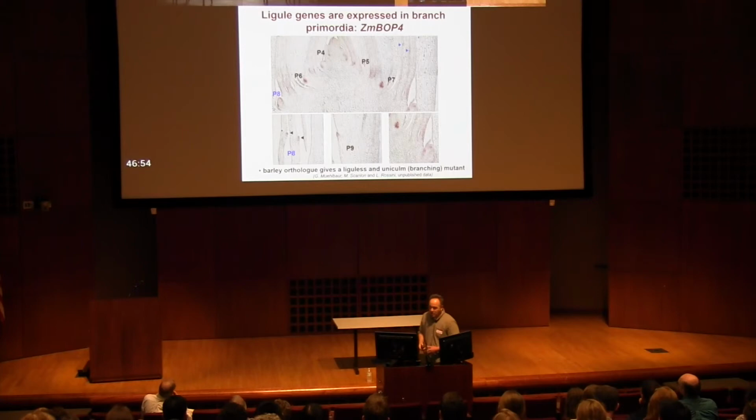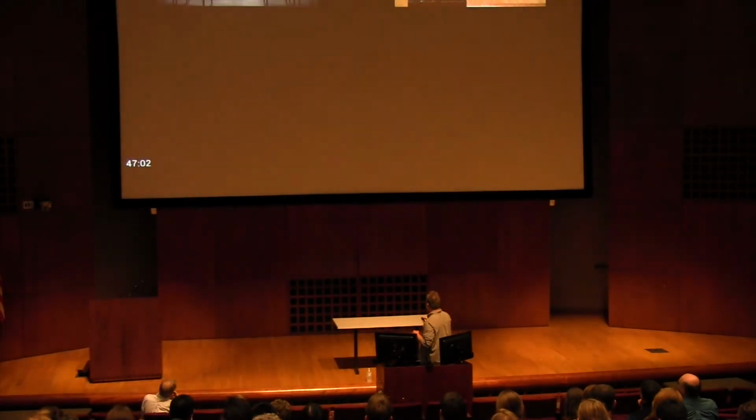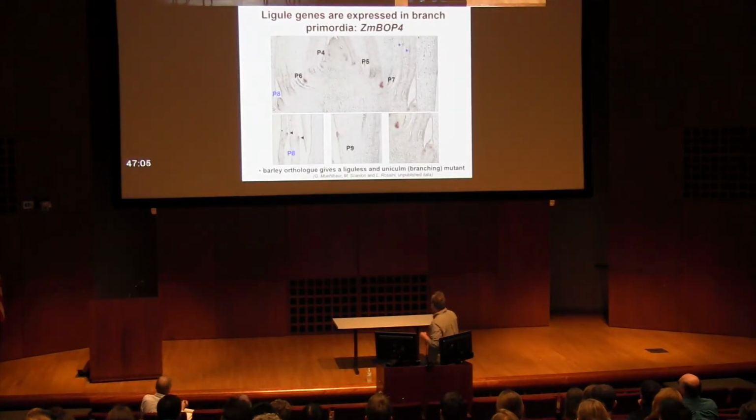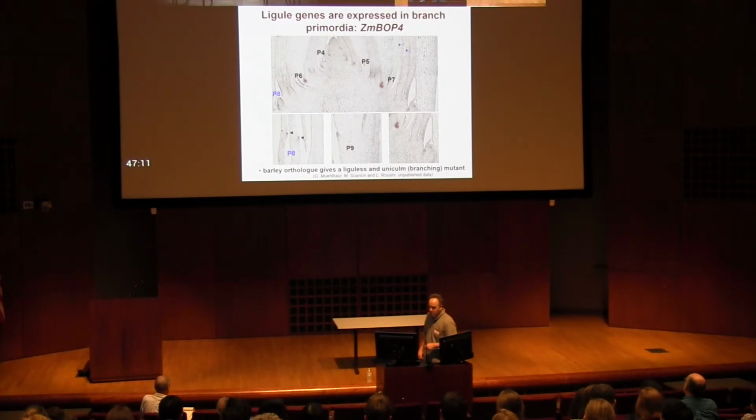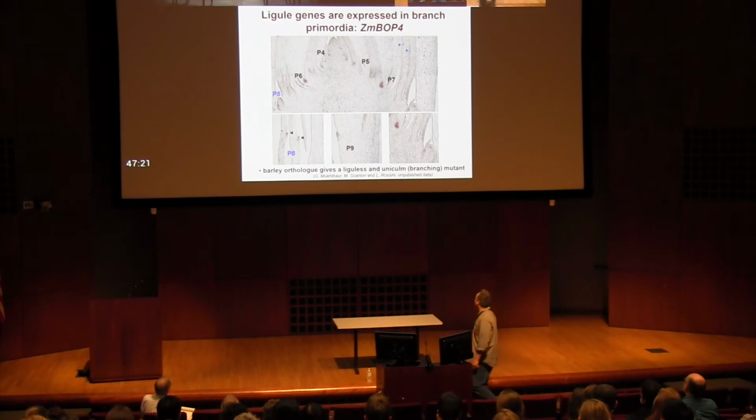Here's another example. This is a gene called BOP4. This is clearly homologous to, probably the ortholog of, a gene from barley, which is a uniculme or a branching mutant. They fail to make tillers or branches. They're also liguleless. It's expressed highly in the ligule, shown here, but it's also expressed in these lateral buds. These will give rise to ears in maize, give rise to tillers in barley. So it's a branch primordia gene.